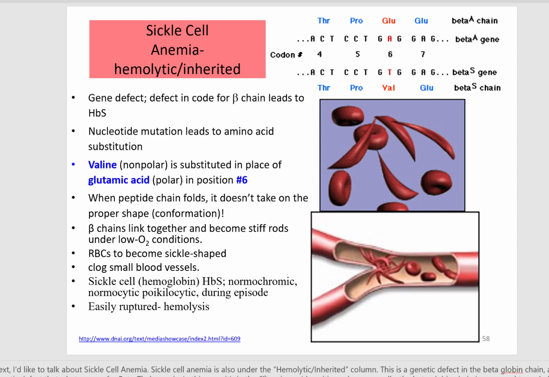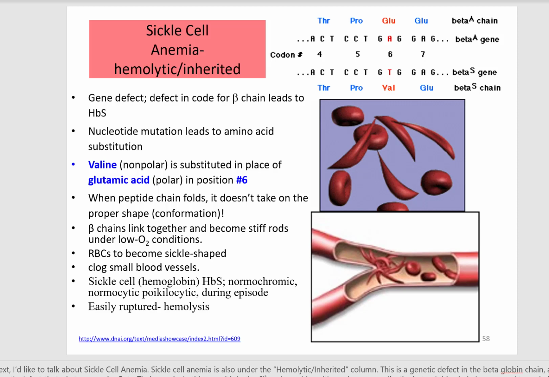Now I'd like to talk about sickle cell anemia. Sickle cell anemia is also under the hemolytic inherited column. This is a genetic defect in the beta globin chain, a different genetic defect than what we saw for beta thalassemia. In this case, it's in the 6th amino acid position, where normally the beta globin chain is supposed to code for glutamate, but instead of an adenine, a thymidine substitution leads to a codon that codes for valine. Now, glutamate is a polar amino acid, and valine is nonpolar. So we're totally changing the chemistry of hemoglobin.